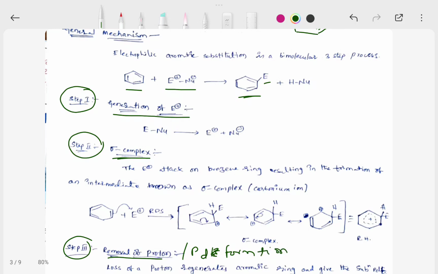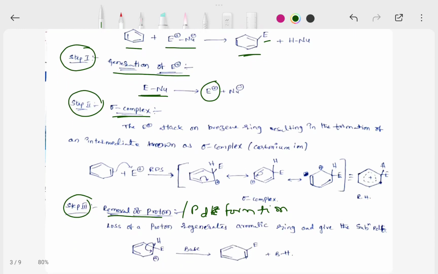In the first step, the reagent ionizes to form an electrophile, and in the second step, the electrophile attacks the benzene ring. The formation of the intermediate is known as the sigma complex.